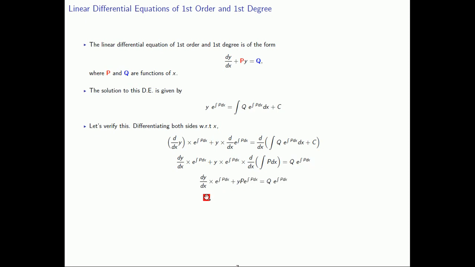Okay, so in the next step, this e raised to integral p dx will be as it is, and d by dx of integral p dx will simply be equal to p. Therefore, the derivative of this e raised to integral p dx is simply p into e raised to integral p dx.